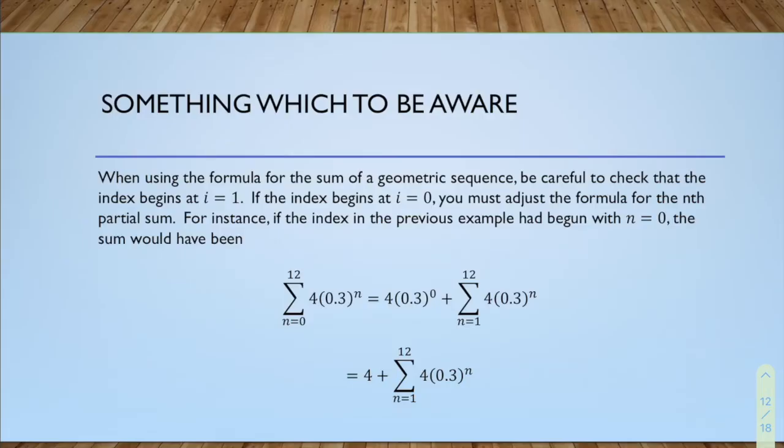Something of which you need to be aware: when using a formula for the sum of a geometric sequence, you need to be careful to check that the index begins with i equals 1. If the index begins with i equals 0, you must adjust the formula for the nth partial sum. For instance, if the index in the previous example had begun with n equals 0, then the sum would have been, now look carefully, the sum where the index is n equals 0 and goes to 12. And so look at the first term there now. We have the 0th power. And then this is the part that we solved in the previous example. So that 0th term, since 0.3 to the 0 power is 1 and that times 4, there's our first term of the sum. And then the rest is added to it, which we had solved in the previous example.